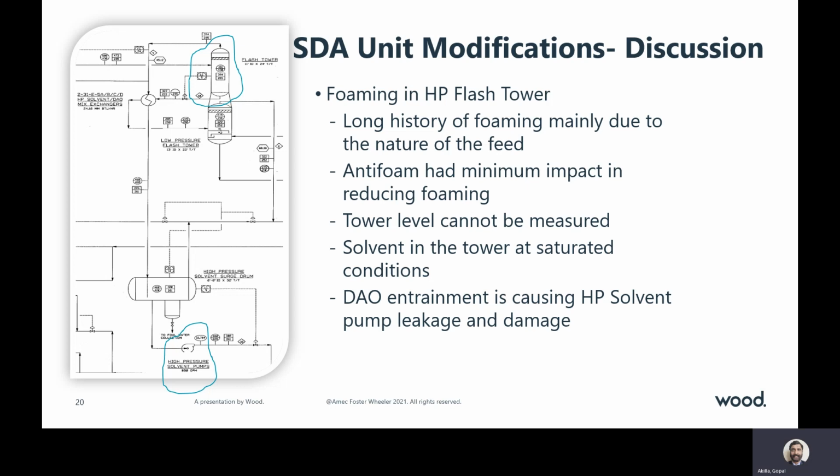Solvent in the tower is at saturated conditions, so any pressure fluctuation will flash off this solvent in this tower. DO entrainment along with the solvent is causing HP solvent pump leakage and damage. The HP solvent pump is located at the bottom of the HP solvent drum, so that pump damage is recurring.